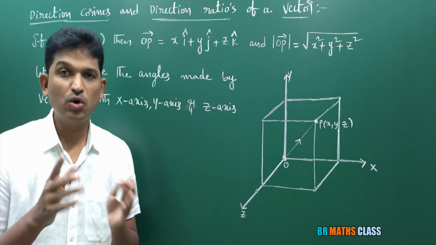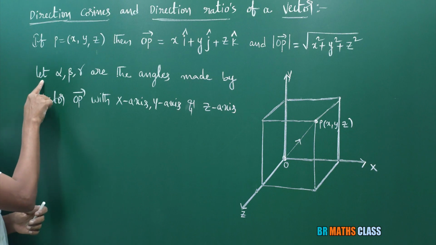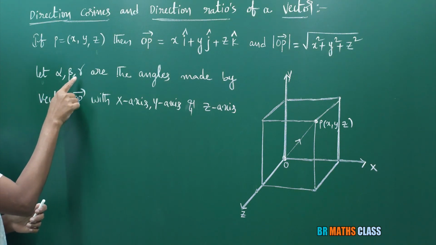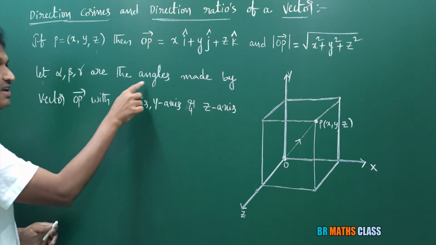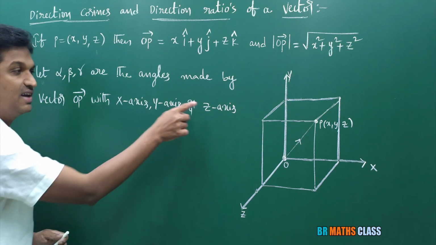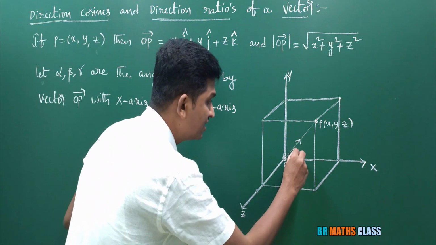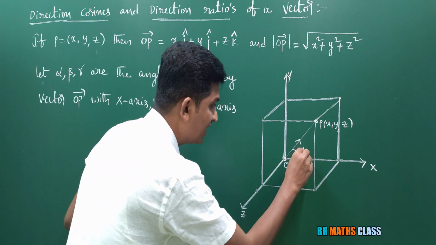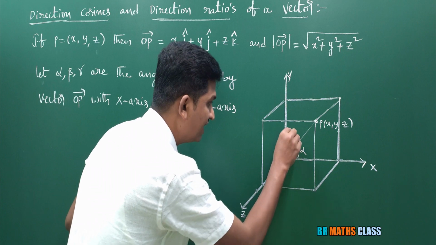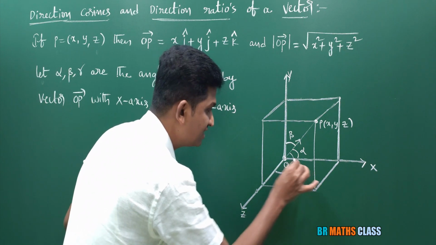Now you know what OP bar is. Let alpha, beta, gamma be the angles made by vector OP bar with the x-axis, y-axis, z-axis respectively. See here, this is OP bar. This makes an angle alpha with the x-axis, an angle beta with the y-axis, and an angle gamma with the z-axis.